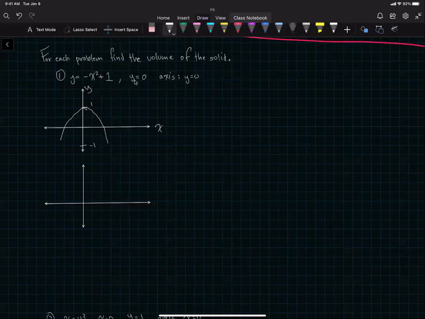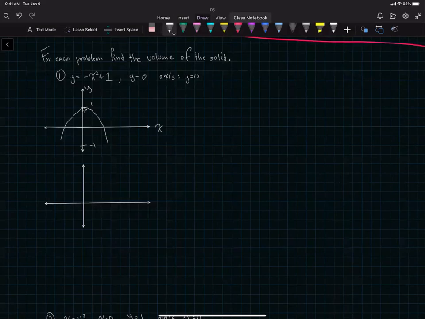Y equal to 0. Think about it. Is that going to be my x or y axis? How would you graph y equal to 0? Is that going to be my x or y axis? Y equal to 0. So y equal to 0, think about y equal to 1.